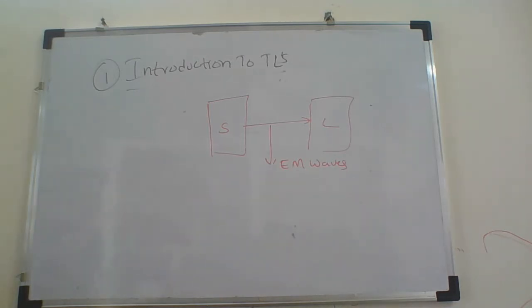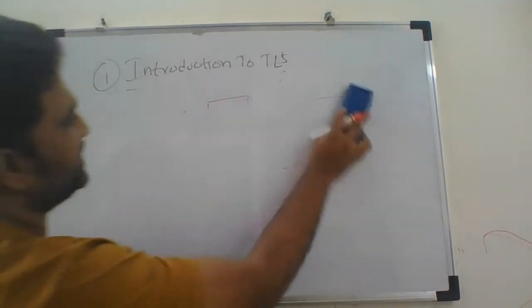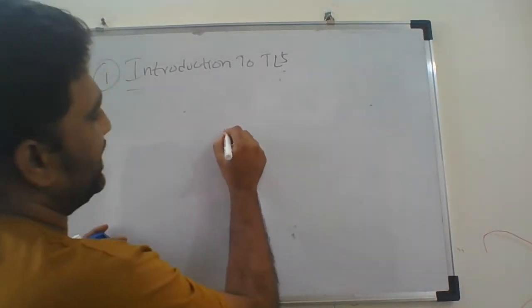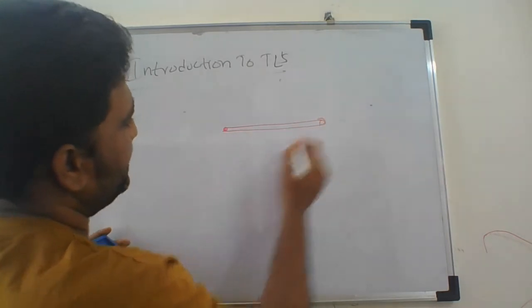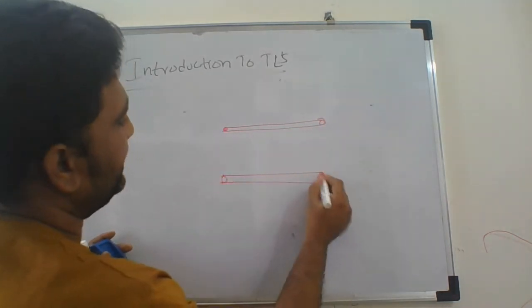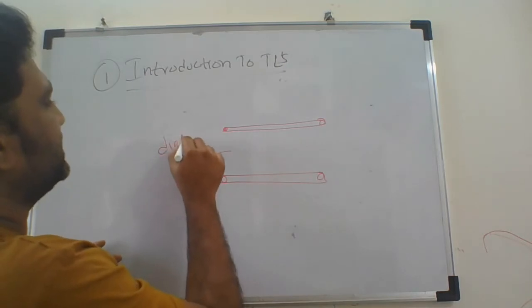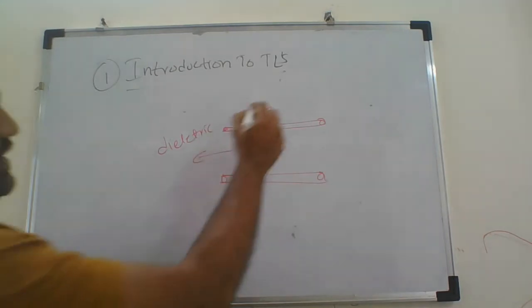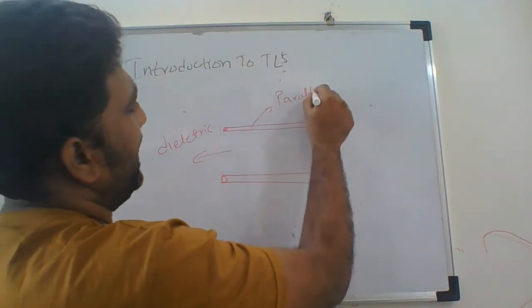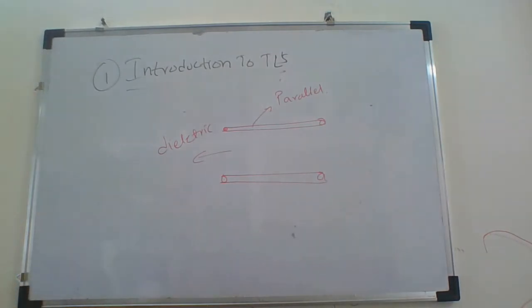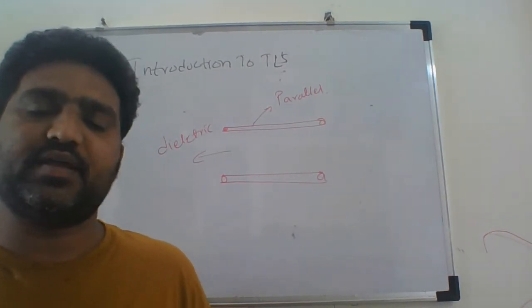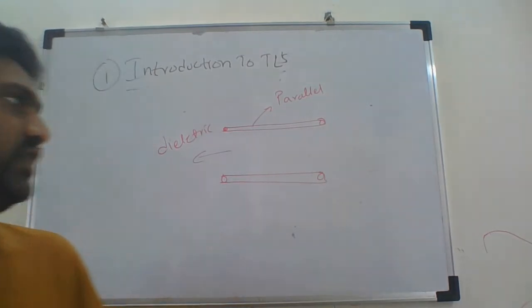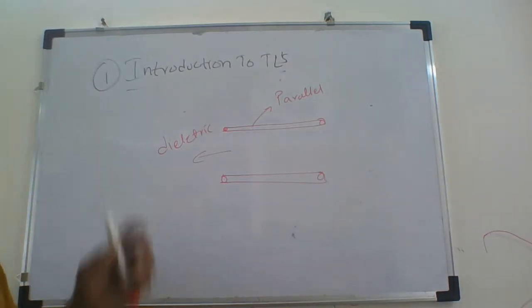So what does a transmission line have? A transmission line has a pair of conducting wires separated by a dielectric media. It is a system which has two parallel conducting wires, coaxial or parallel to each other. So two parallel conducting wires separated by a dielectric medium make up the transmission line system. Transmission line can be formed with the help of this structure.